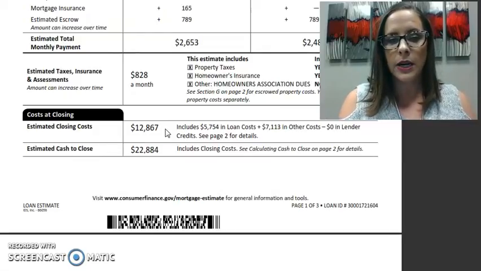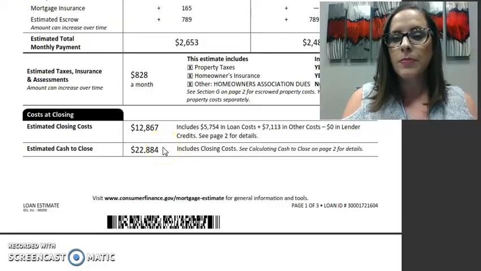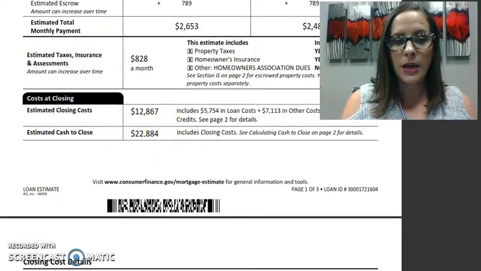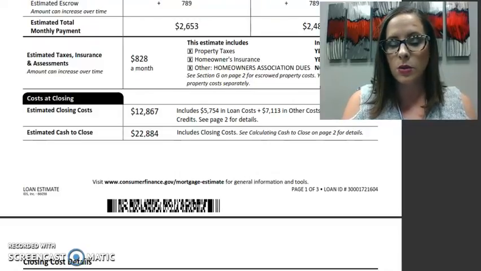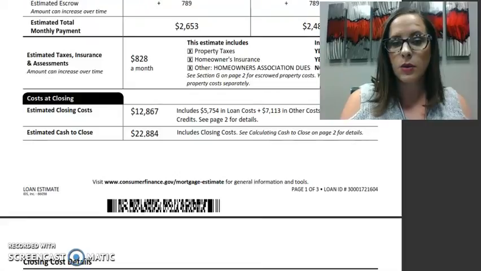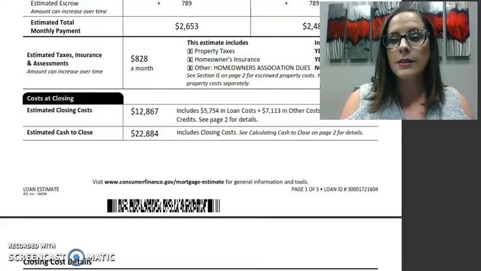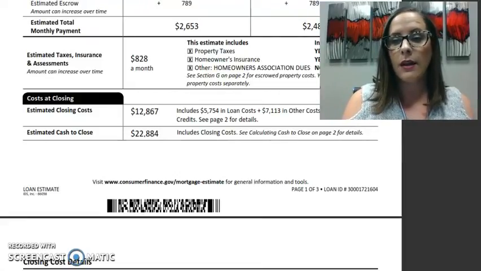It is not your true cash to close or closing expense. The next section for estimated cash to close, that's going to include your total estimate that you need to close, including closing costs. So we're not adding, in this example, the 22 and the 12 together. It's just the $22,844 that this client needs to bring to closing for everything involved in the transaction.